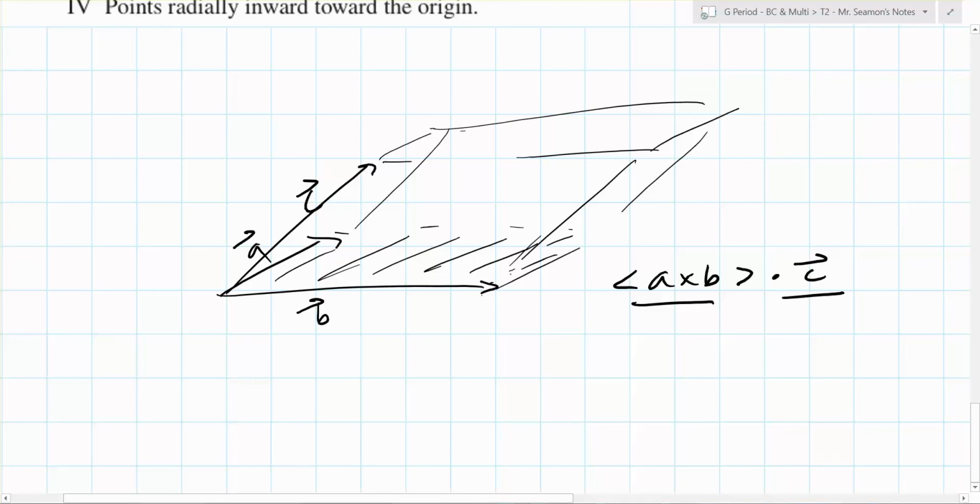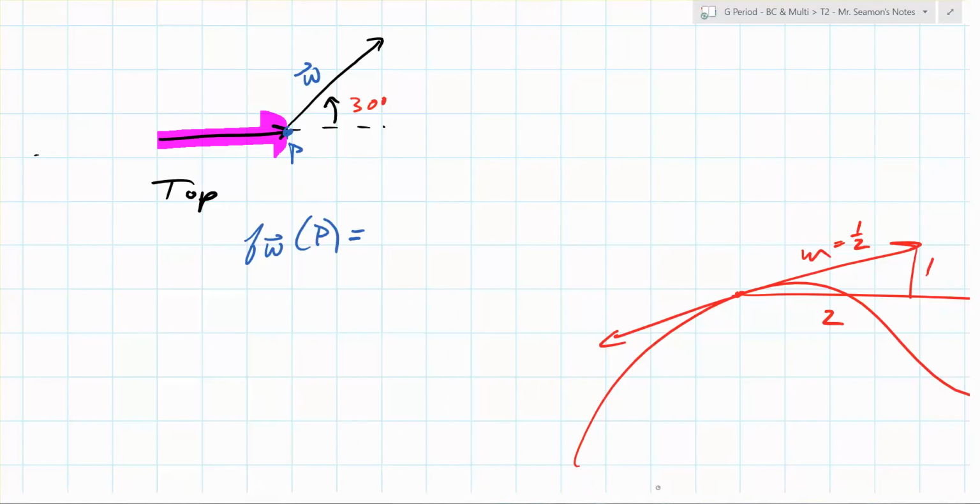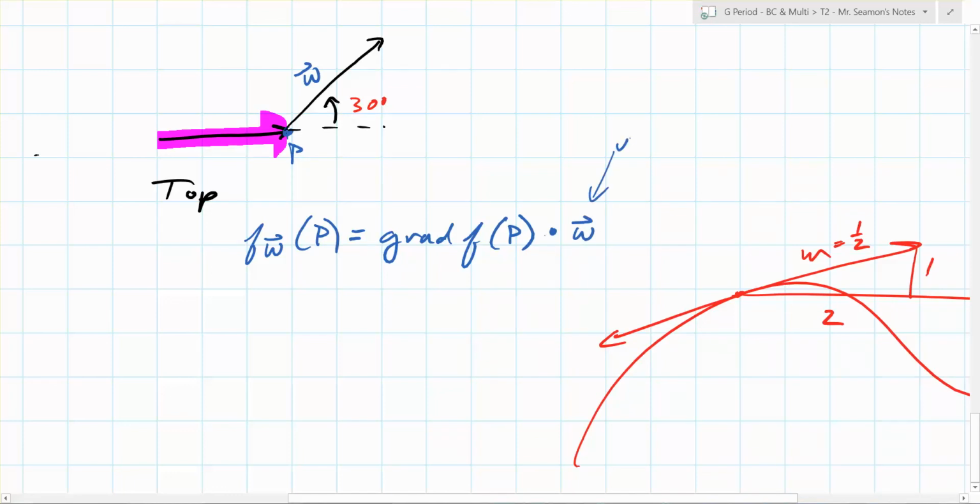Just A cross B. No. A dot B divided by 2. Which one is it? The magnitude. We just used it at the beginning. The gradient of f at P dot what? The unit vector, w, like that. Dot w. So let's make sure that that's a unit vector.